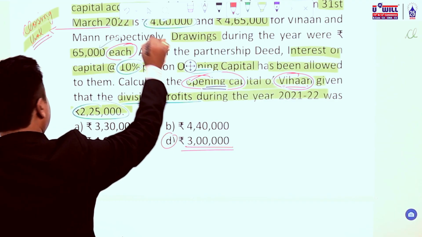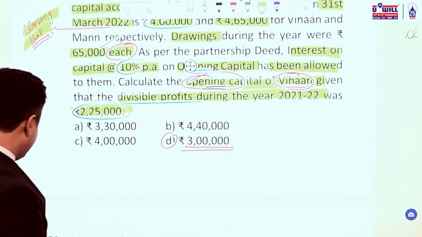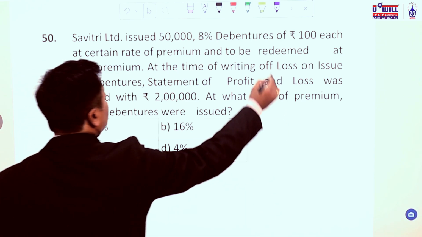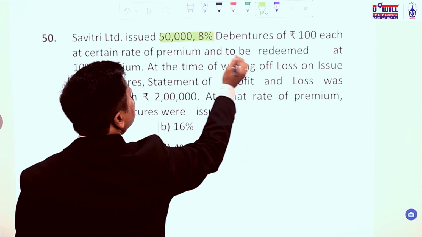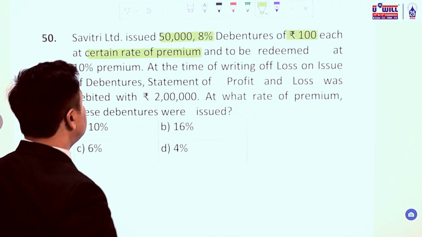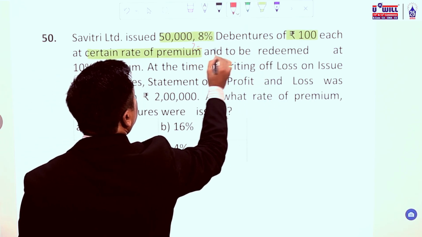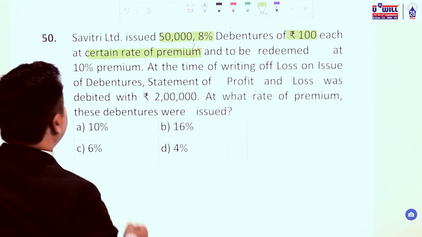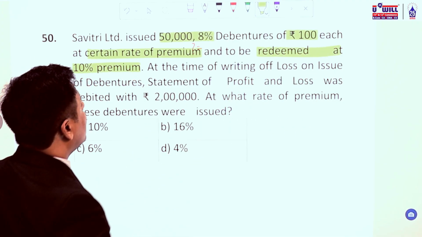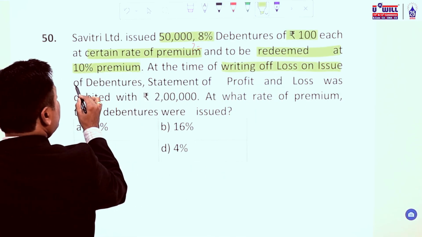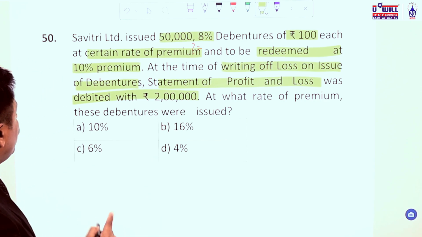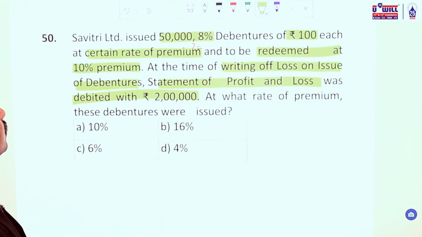And the last question for today, question number 50. Savitri Limited issued 50,000 8% debentures of rupees 100 each at a certain rate of premium. The rate of premium is what is missing and asked in the question. To be redeemed at 10% premium. At the time of writing off the loss on issue of debentures, the statement of P&L was debited with 2 lakh. Then at what rate of premium were these debentures issued?